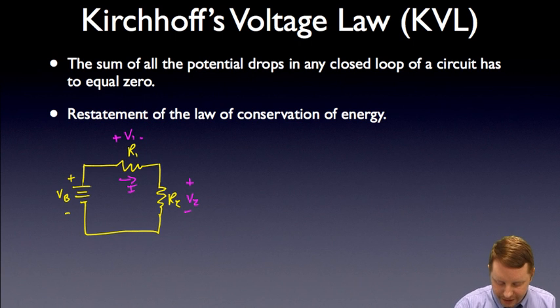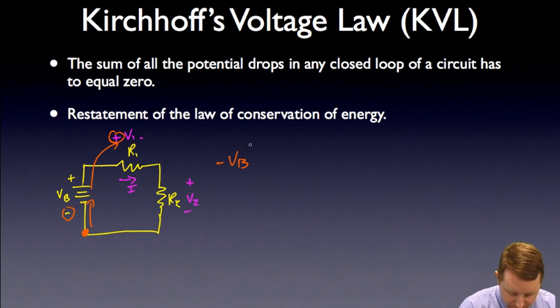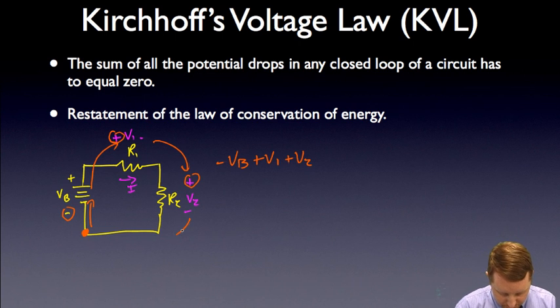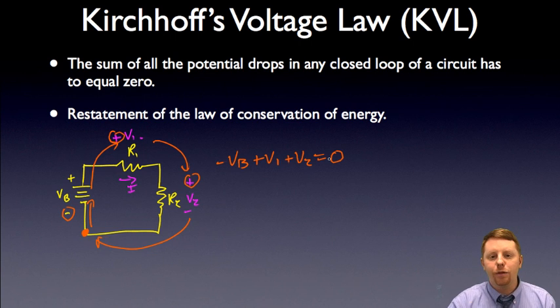Kirchhoff's voltage law, KVL, says if we start at any point here in the circuit, let's start right down here, for example. As we make a loop, the first thing we come to is negative VB. So minus VB. As we keep going, I see the plus V1. And I go a little further, I see the plus V2. And I come back to where I started. That must equal 0. Any loop around the entire circuit must sum all the potential drops to 0. Kirchhoff's voltage law.